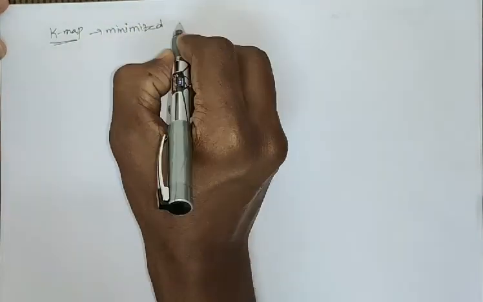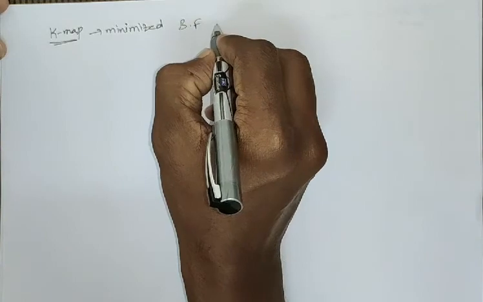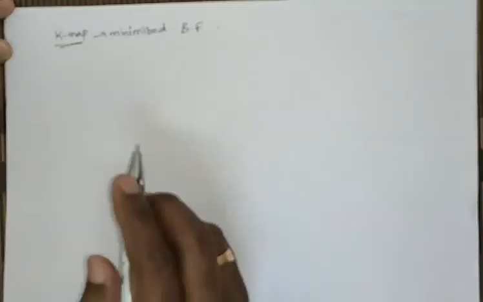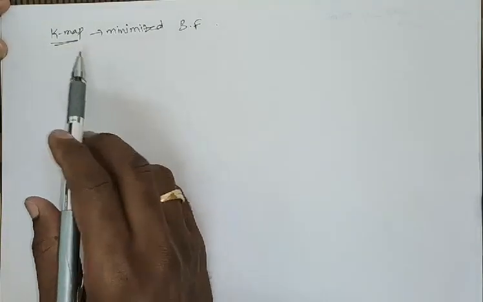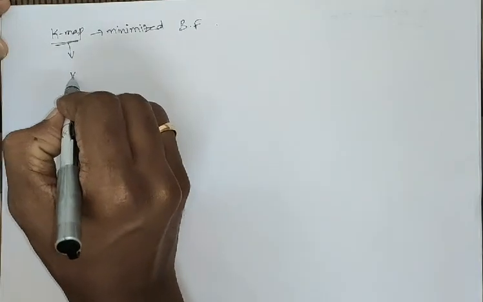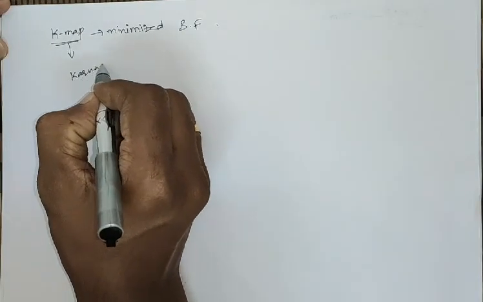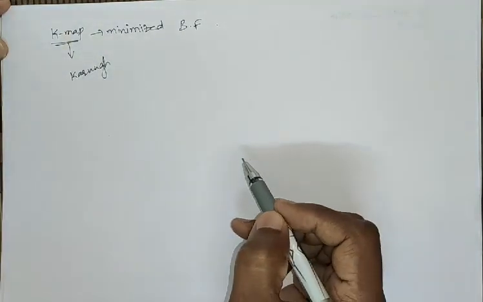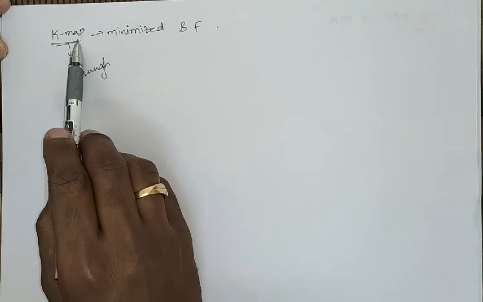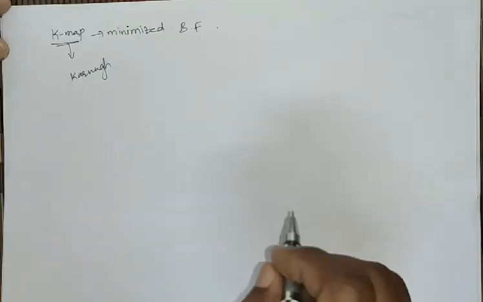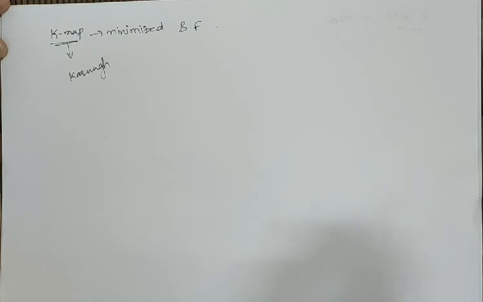Minimize the Boolean function using the mapping method. So that mapping is a K-map. K-map means Karnaugh map. So we have to minimize the given min terms or max terms. That means finally we will get the minimized expression, and that expression is a Boolean expression.